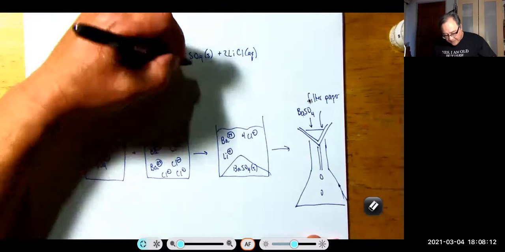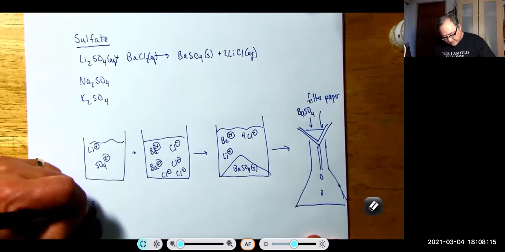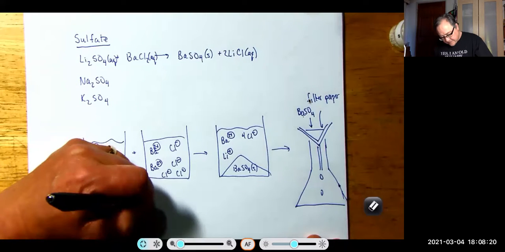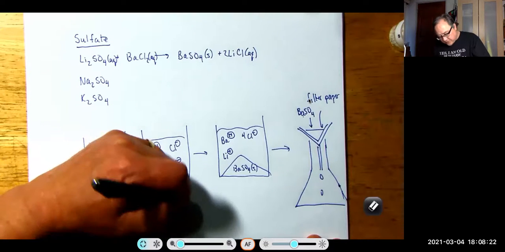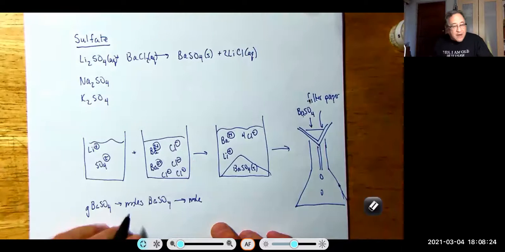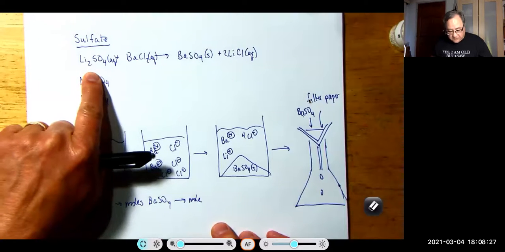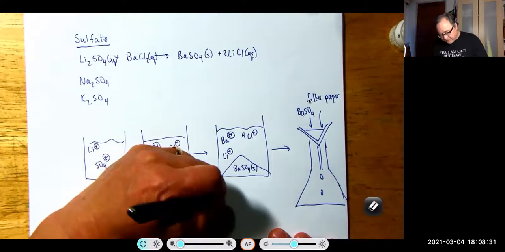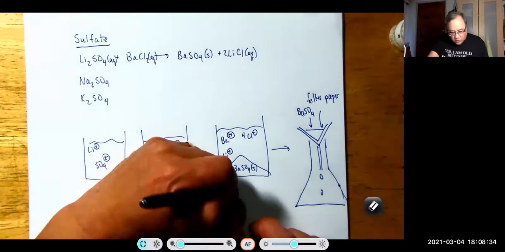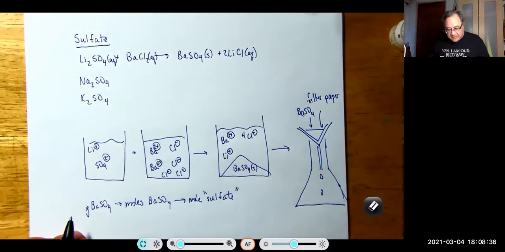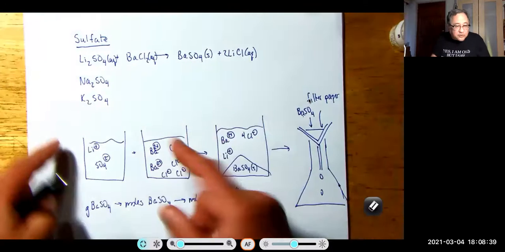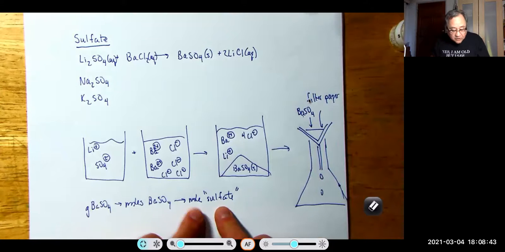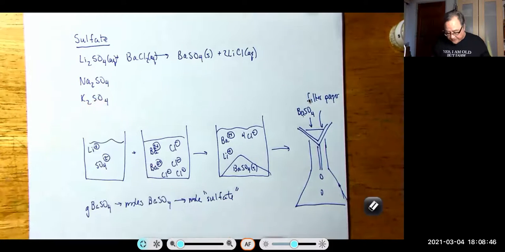You take the grams of barium sulfate, turn that into moles of barium sulfate, and with that, you should be able to turn it into moles of whatever you have here. Moles of your sulfate. So sulfate means whichever one of these compounds. And because each of these compounds has the same stoichiometry, whatever this mole is, it would be the same if you had lithium sulfate, sodium sulfate, or potassium sulfate.